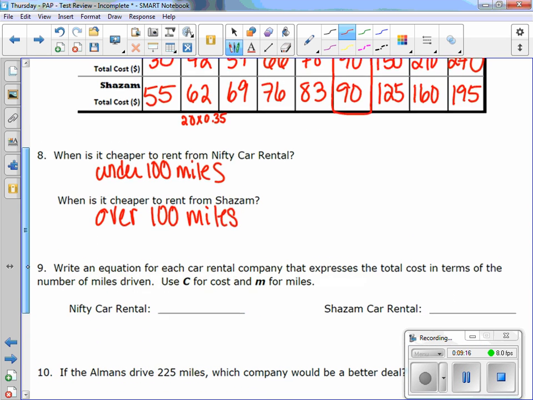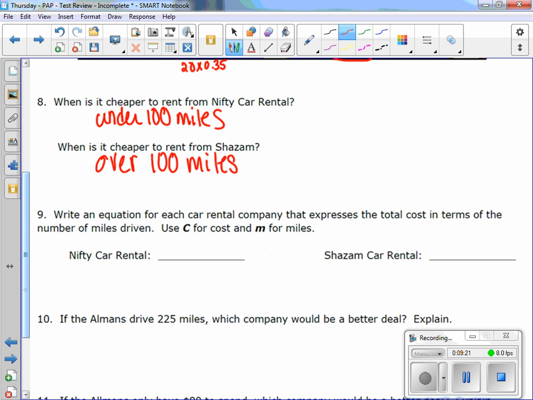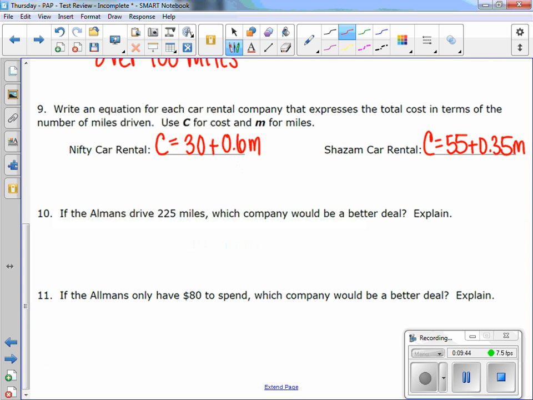So the next part asks us to actually come up with an equation. So Nifty Car Rental, your total cost is your $30 plus 60 cents per mile. Shazam is going to be your total cost is $55 plus 35 cents per mile. If the almonds drive 225 miles, which company would be a better deal?